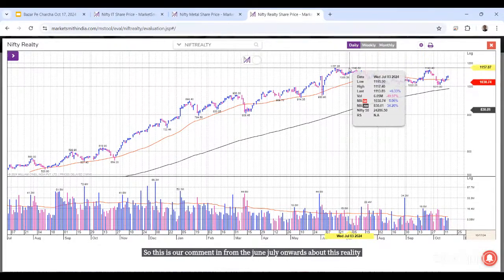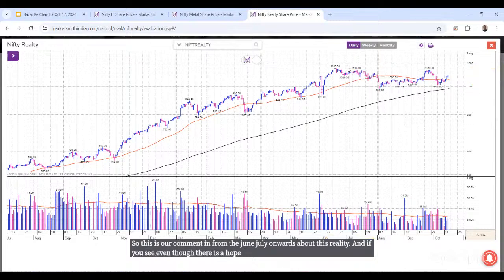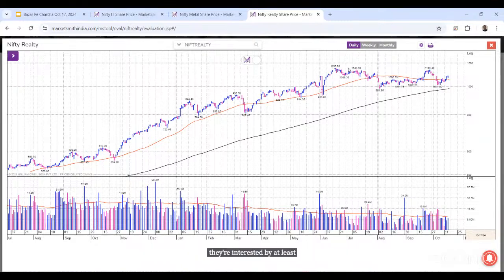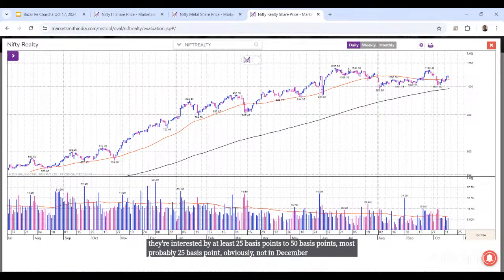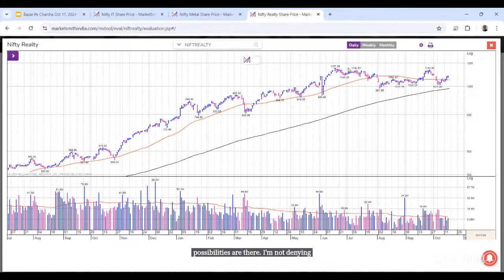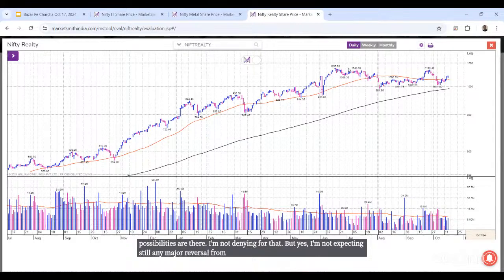And even though there is hope of an interest rate cut, maybe not in this calendar year but early next calendar year, there is quite a possibility that the RBI or MPC committee will slash the interest rate by 25 to 50 basis points, most probably 25 basis points. Obviously not in the December meeting, so maybe in the February meeting. Possibilities are there, I'm not denying that. But I'm still not expecting any major reversal in this sector, taking cues from the interest rate point of view.